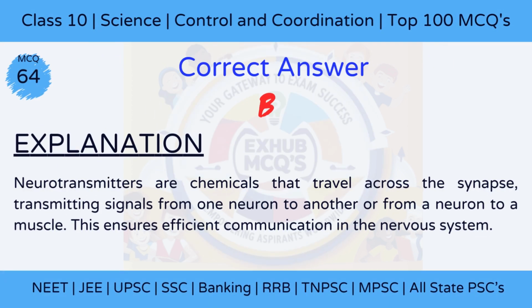The correct answer is option B, through neurotransmitters. Explanation. Neurotransmitters are chemicals that travel across the synapse, transmitting signals from one neuron to another or from a neuron to a muscle. This ensures efficient communication in the nervous system.